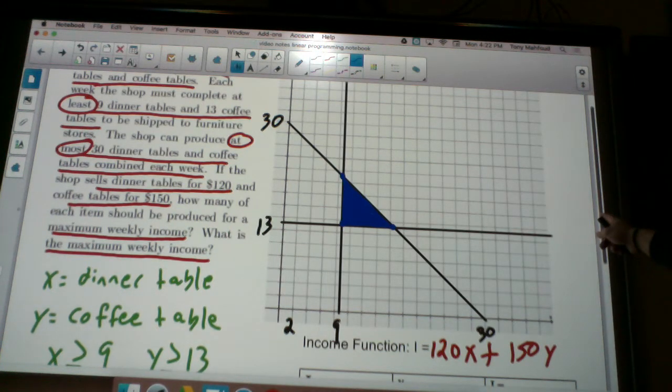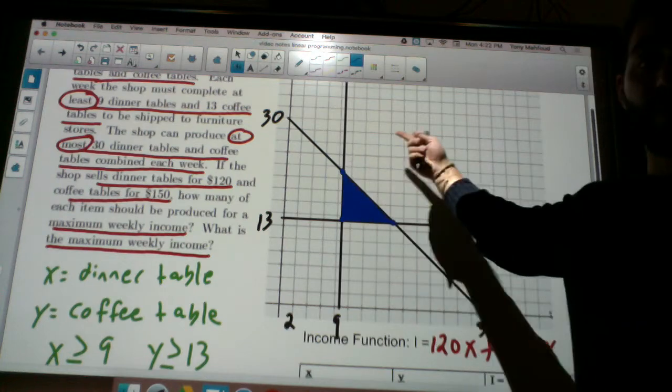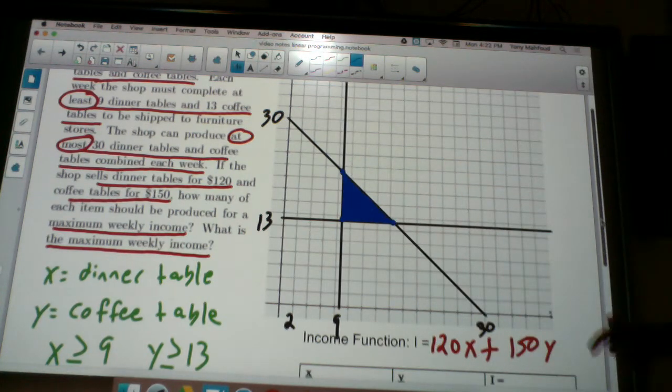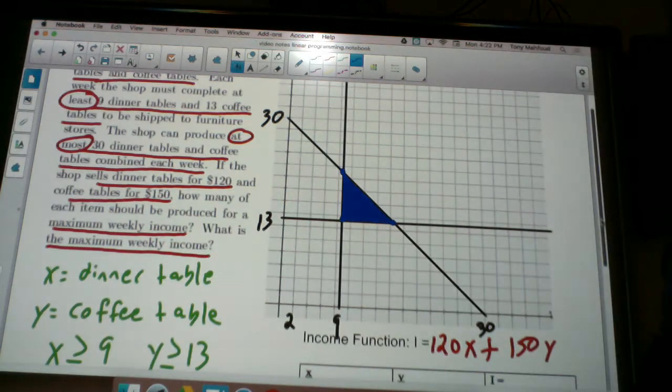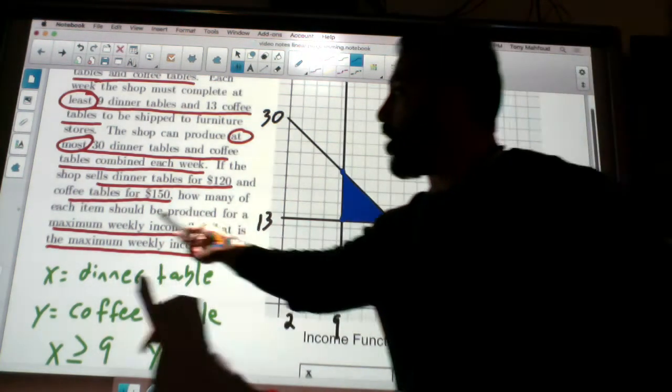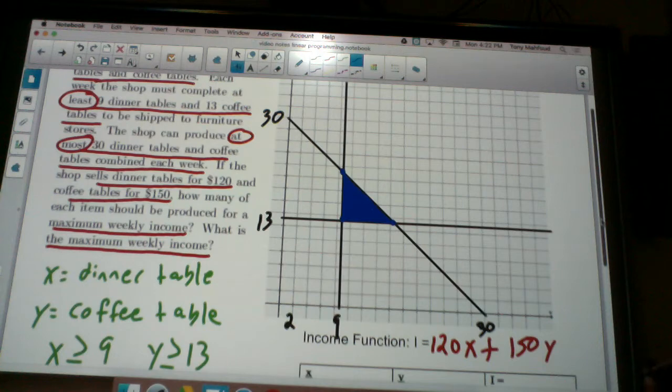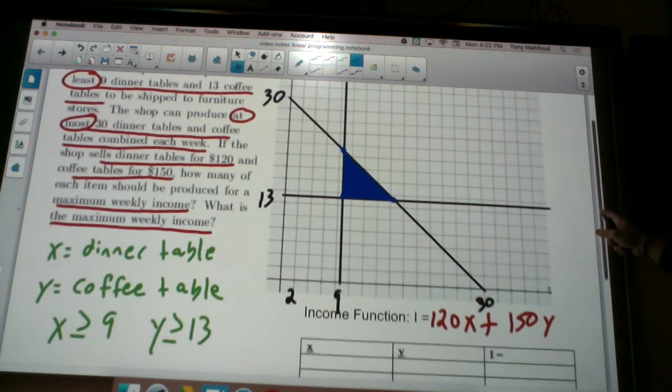Okay? Now, how many of you are saying, oh, Mr., it's the highest one? Well, you never know, right? So we're going to have to give it a shot and try all three to see which one really is going to maximize my income function, because that is what my second question is asking me. What is the maximum weekly income? In order for me to know that, I need to know how many of each item I need to produce. All right, so let's go ahead and grab those points. Let's see what they are.